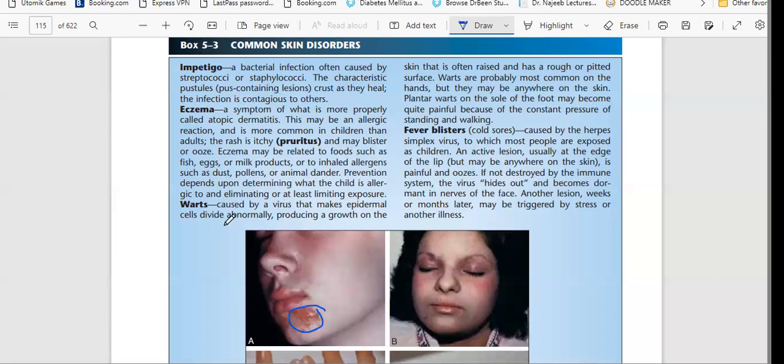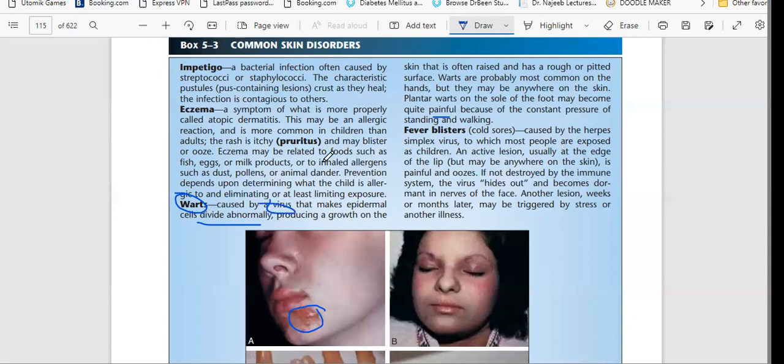Next we will talk about warts. What are warts? They are caused by a virus that makes epidermis cells divide abnormally, producing a growth on the skin that is often raised and has a rough or pitted surface. Warts are probably most common on the hands, but they may be anywhere on the skin. Plantar warts on the sole of the foot may become quite painful because of the constant pressure of standing in water. So mostly warts are due to a virus, which will cause pain.